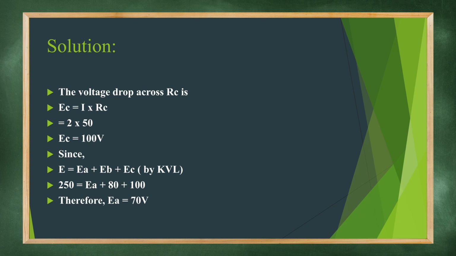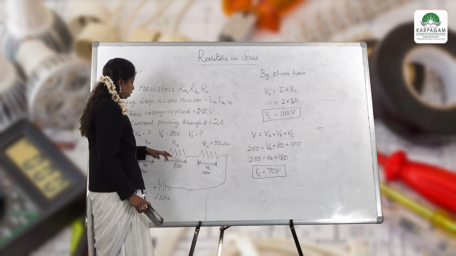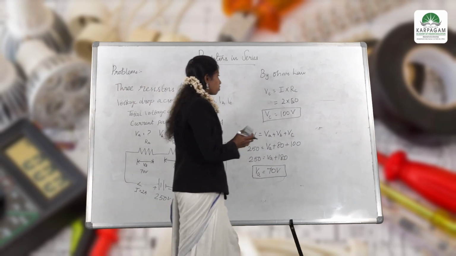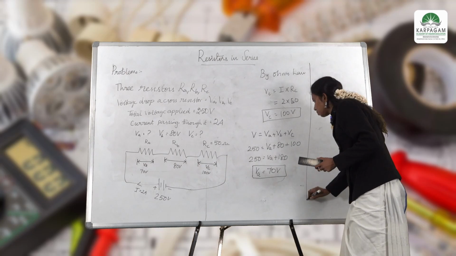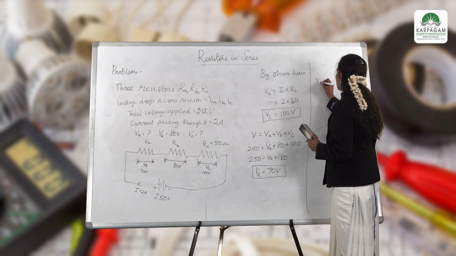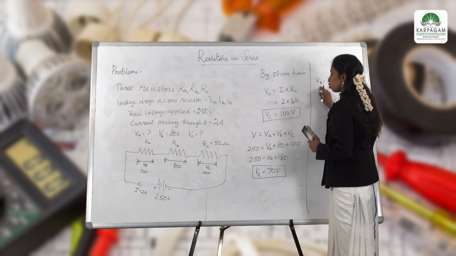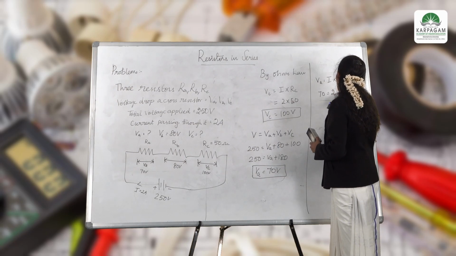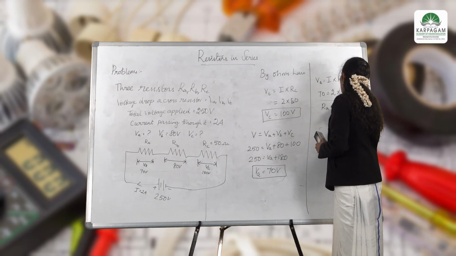What is the value of VA? 70. What is the value of VC? That is 100 volts. Now what is the remaining parameter that I need to find out? I need to find out the value of RA and RB. What is the formula for calculating RA and RB? We all know that my VA will be equal to I into RA. I know the value of VA, which is nothing but 70, and I know the value of current, 2, and RA is unknown. So RA will be 35 ohms.